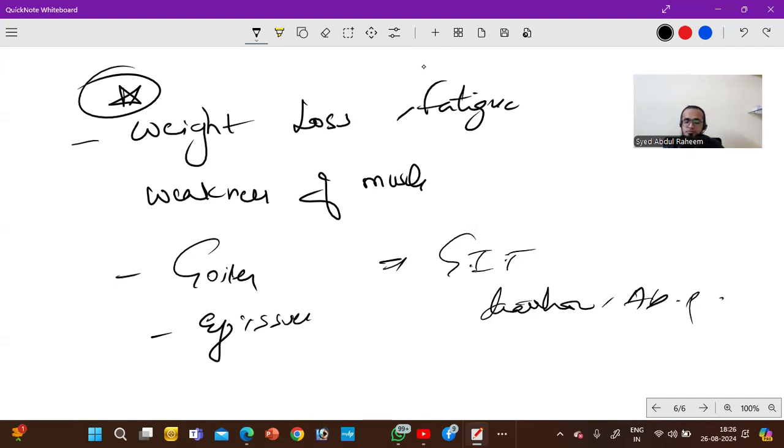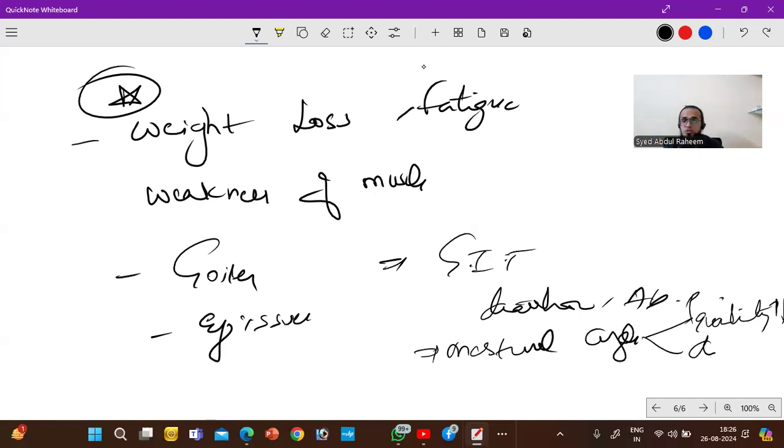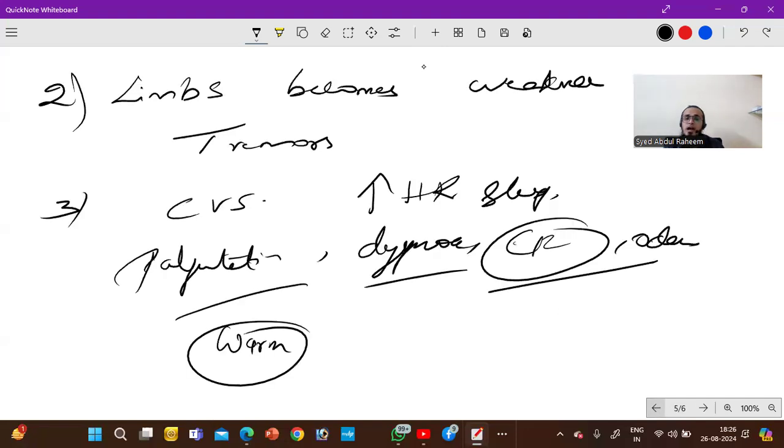Okay, so in the menstrual cycle, two things are very affected. The quantity will reduce, sometimes increases. And duration also increases, sometimes decreases, depending upon the health of the patient. Okay, so these are the basic clinical features of hyperthyroidism.